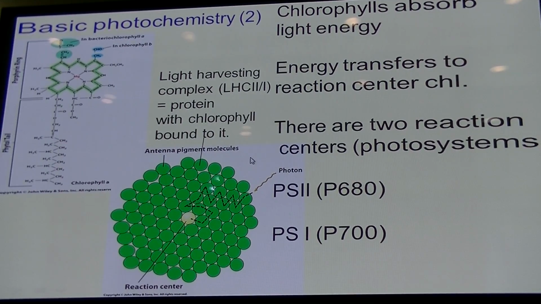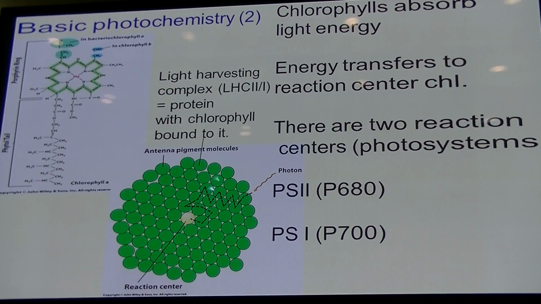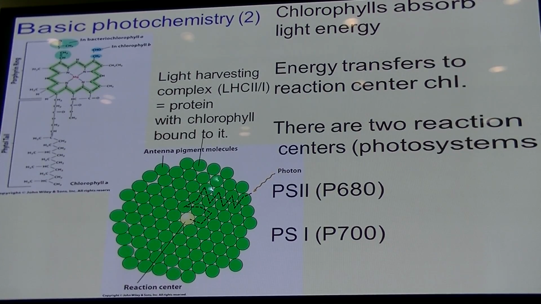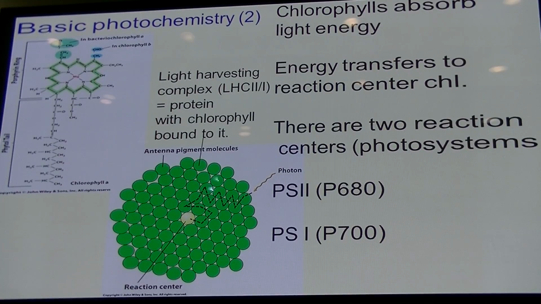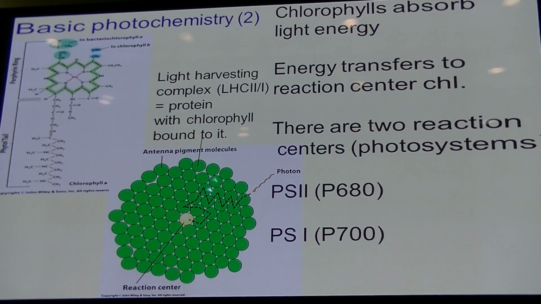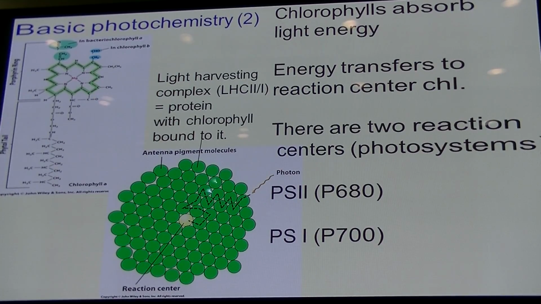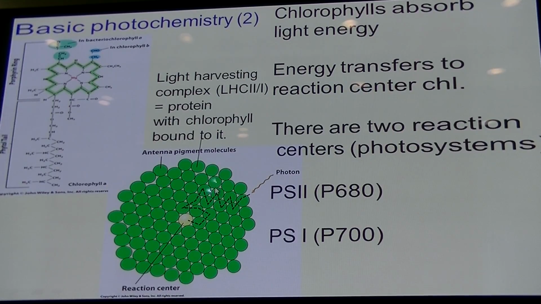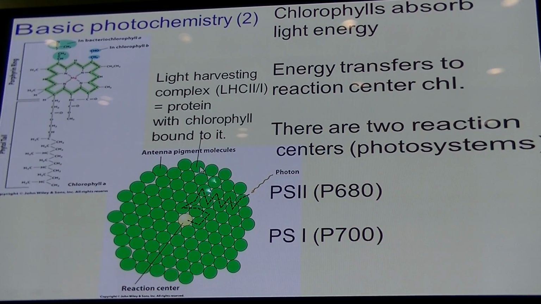Now, chlorophylls absorb the light, but the real action of photosynthesis involves chlorophylls that are associated with proteins at specific sites called the reaction centers. And we know that there's much more chlorophyll in the leaf than what is present in the reaction centers. The majority of chlorophyll is not in the reaction centers, it's somewhere else. What is it doing? It is sitting associated with other proteins that we call the light harvesting complex proteins, indicated as these green circles here.